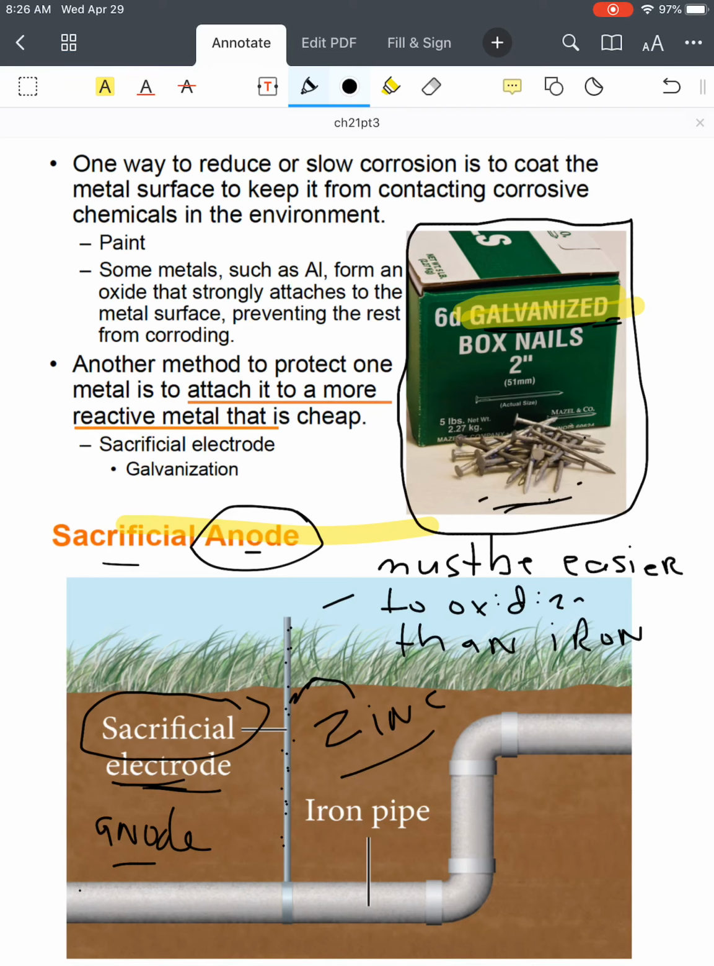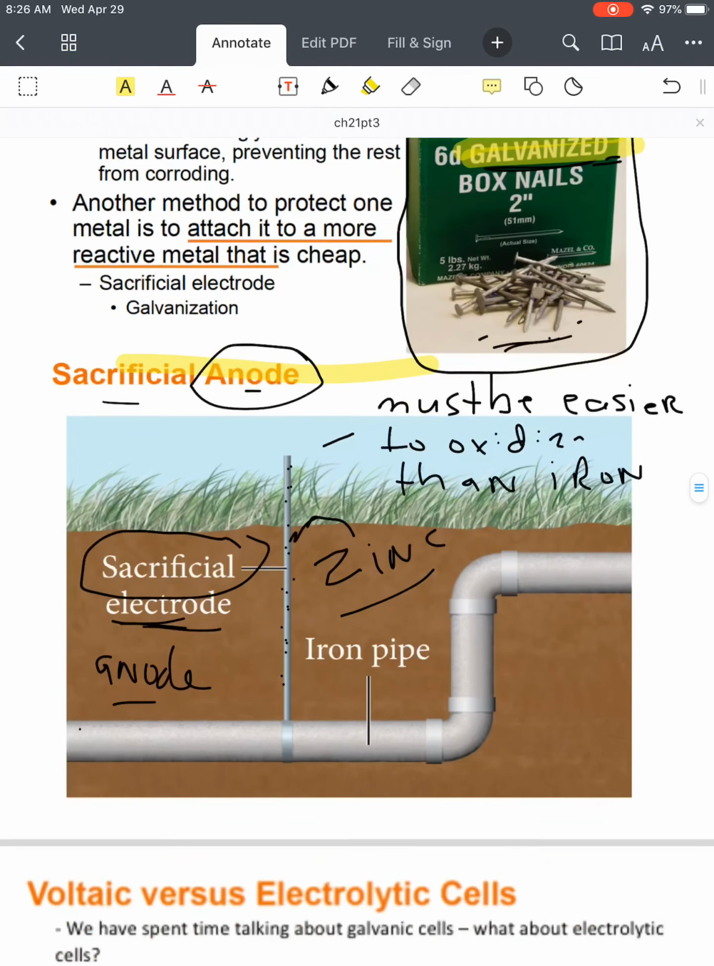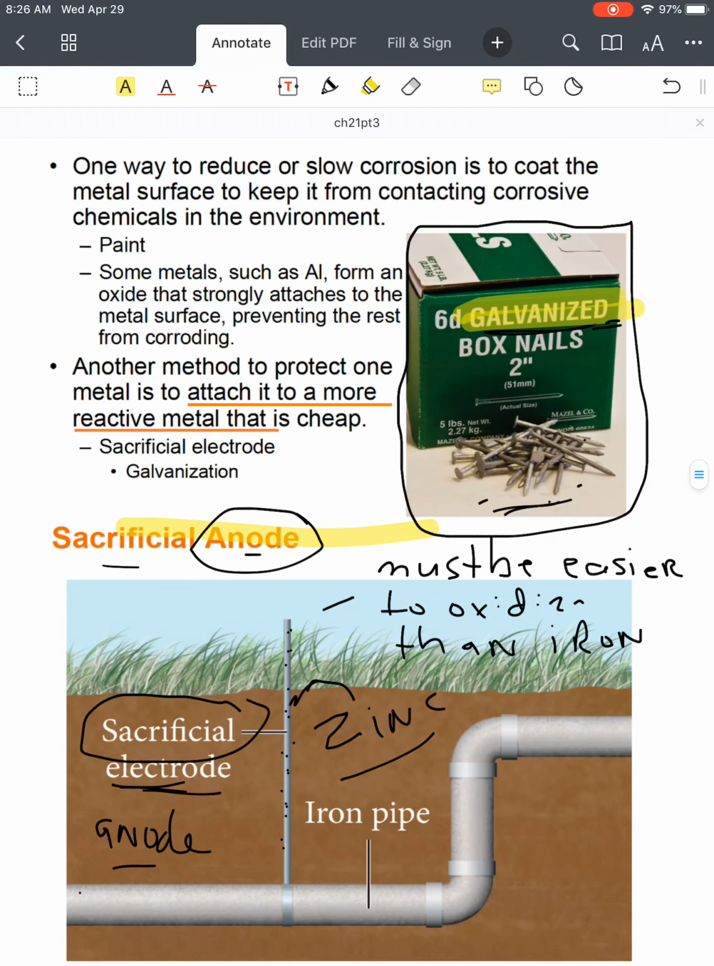Now, if you run out of the zinc in either case, that nail is going to start to rust or that pipe is going to start to rust. So it's important to maintain the sacrificial electrode and make sure it's in electrical contact with the object that you're trying to protect. But as long as you do that, this will work and it'll protect your iron from rusting, okay? So it's a really practical skill, I think, that you all can use in your everyday lives to keep objects from rusting that you want to protect.